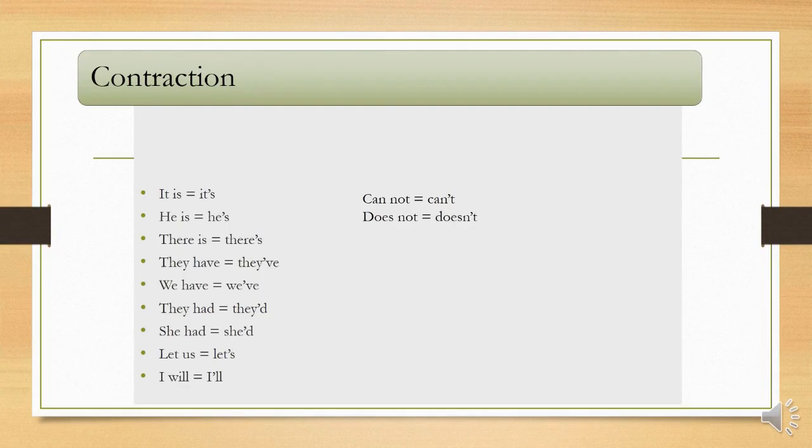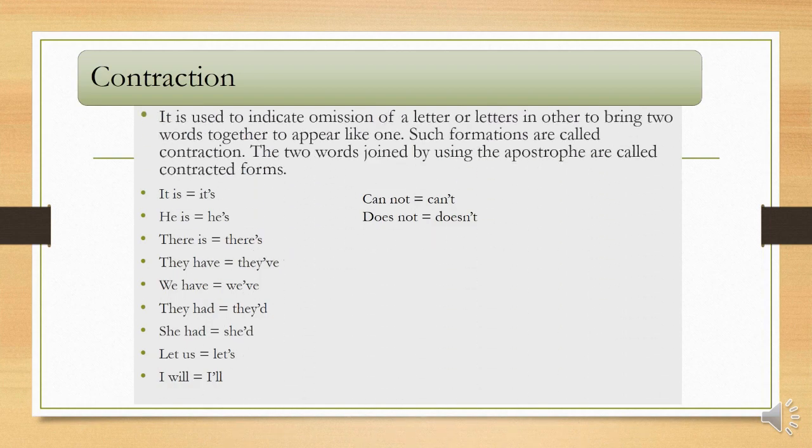One other way we use the apostrophe is in forming contractions. Okay, contractions from the word, something about reducing, reduction, or something like that. It is used to indicate omission of a letter or letters in order to bring two words together to appear like one. Such formations are called contraction. The two words joined by using the apostrophe are called contracted forms.